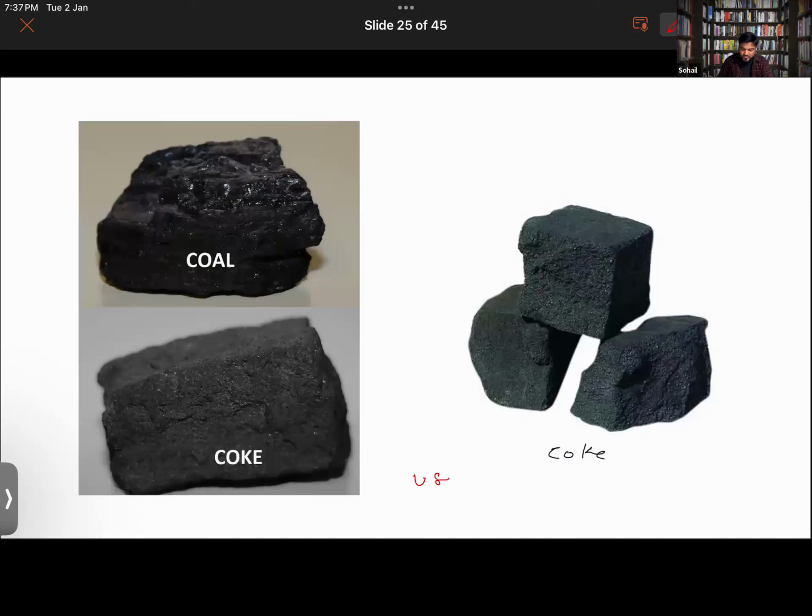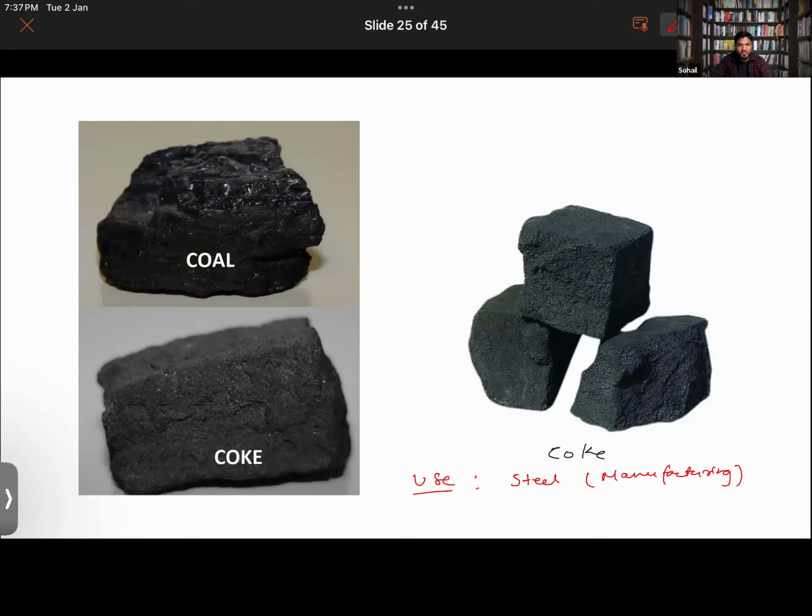Talking about the use of coke, I told you. It is used where? In the steel industries. Steel manufacturing. Earlier it was used in steam engines. Basically, whether you say coke or whether, earlier, simply coal was used. Basically coals were used.